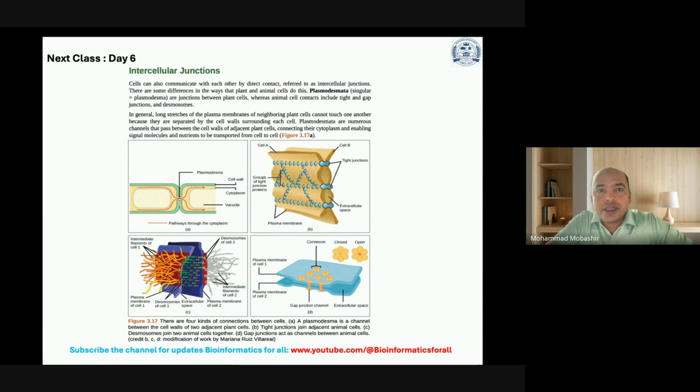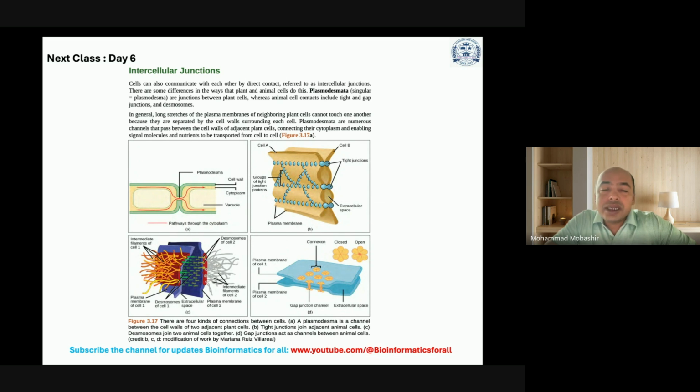Day 6, I'm going to introduce some of the cellular communication means. And here it is the direct cellular communication source. As you are aware, there are multiple ways of cellular communication. One is direct communication, another is indirect communication. Direct communication, which I will be discussing here, is junctions, and another one is via signaling molecules.